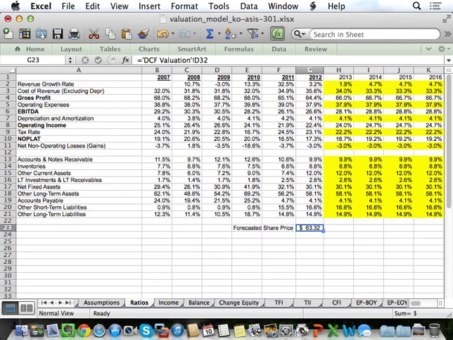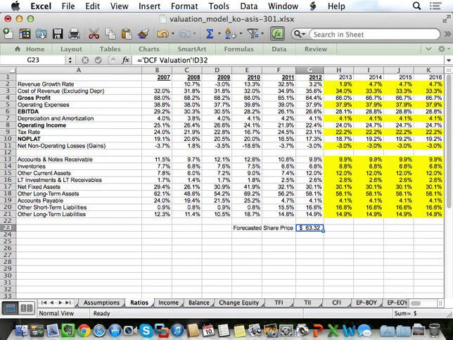Now, as you're doing the as-is, you're just trying to understand what the market could be thinking, whether or not you agree with it. What is the market thinking about Coca Cola? So here's the thing. I know that the share price is lower than what the model shows, so obviously the market's more pessimistic than what the model shows today.